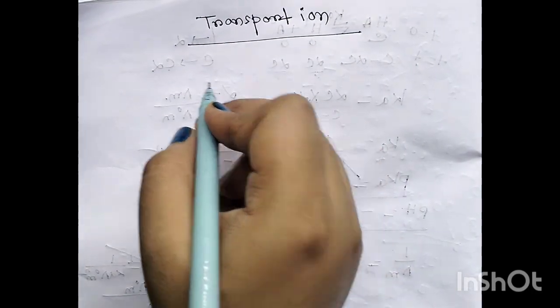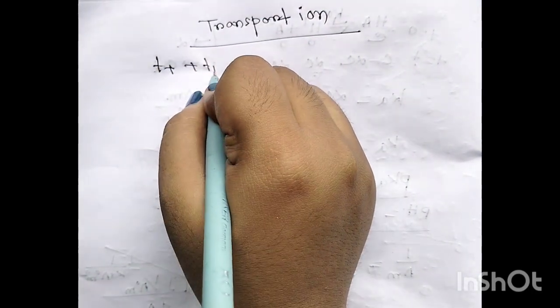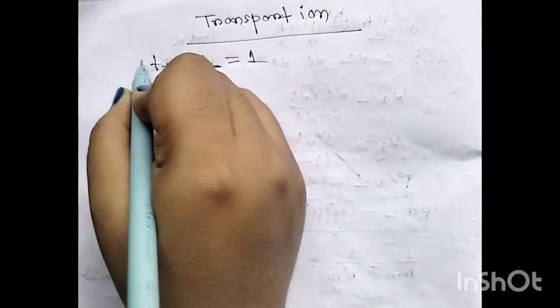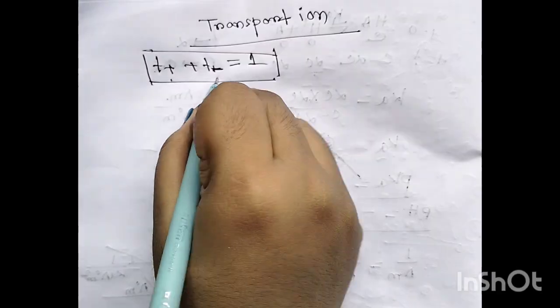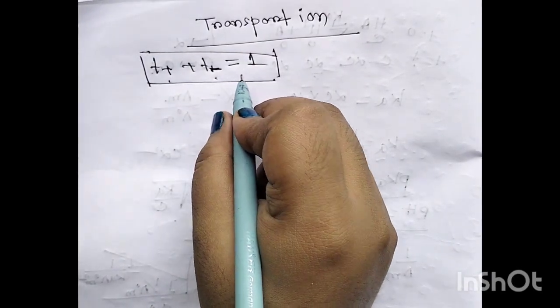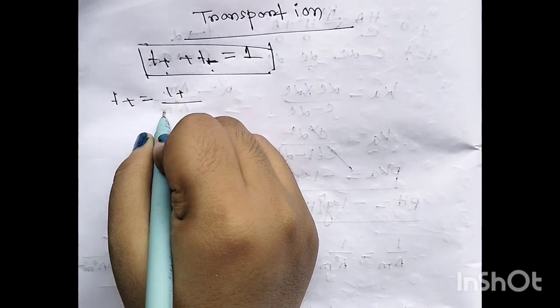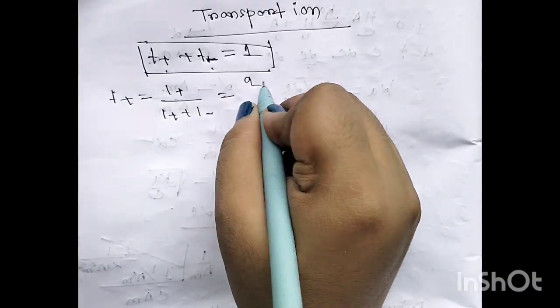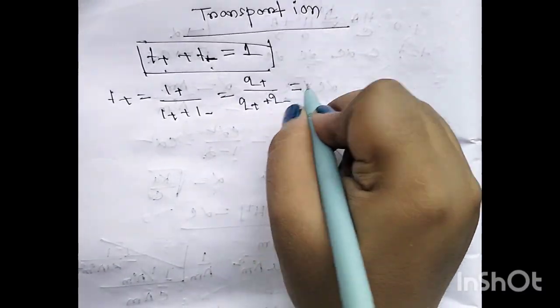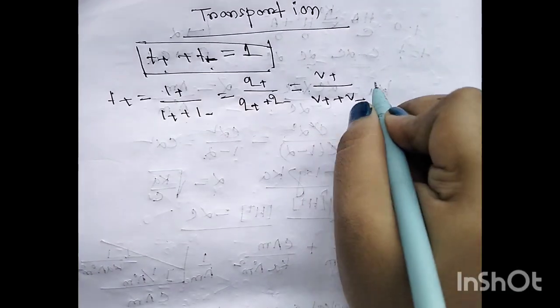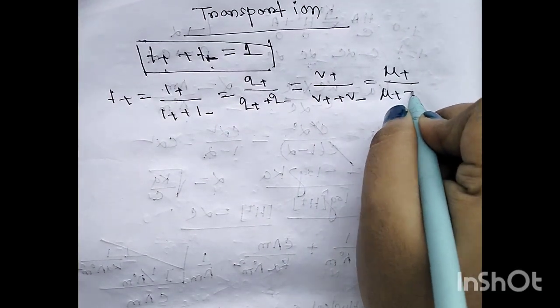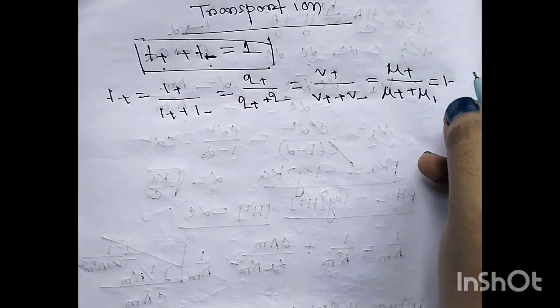Now the total transport number we can say t plus plus t minus equals 1. This is the transport number for cation, this is the transport number for anion. We can write t plus equals I plus by I plus I minus, equals q plus by q plus q minus, equals v plus by v plus v minus, or equals mu plus by mu plus mu minus, equals 1 minus t minus. Okay, I is current in amperes, q charge, v speed, mu ionic mobility.